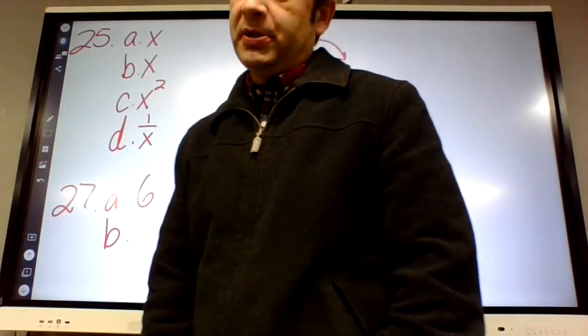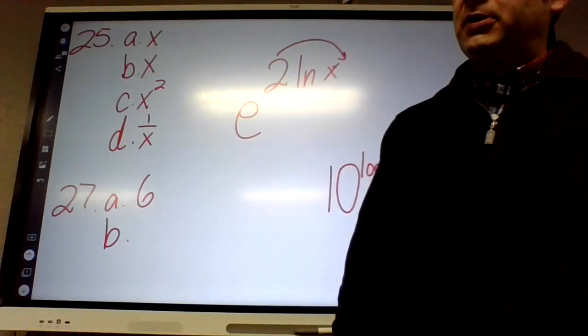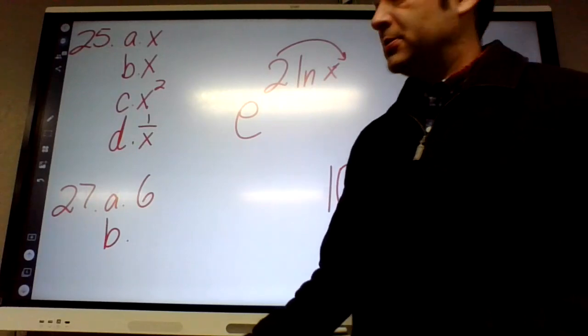27b. So on the b, the 2 in front of the log can move up as an exponent. So 6 squared becomes what? 36.